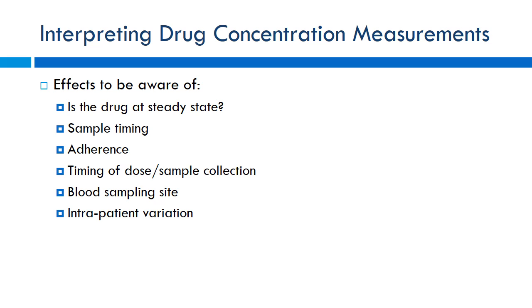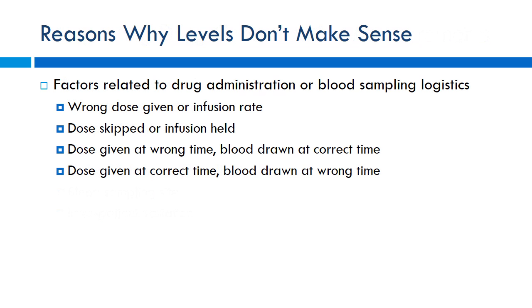Again, look for the sample timing, look for adherence, make sure they're taking it like they should be. Looking at the timing of the dose in conjunction with the sample timing, make sure those are done appropriately. So for instance, if you check a trough level after they just gave the dose, obviously it's going to come back incorrect, right? Things you want to look for, and then just intrapatient variability. Just know that some patients are going to clear drugs better than others, some are going to be more sensitive to the effects. So you have to take all those things into account. So some of the factors you can look into are the drug administration or the blood sampling logistics. So the logistics can be really important here.